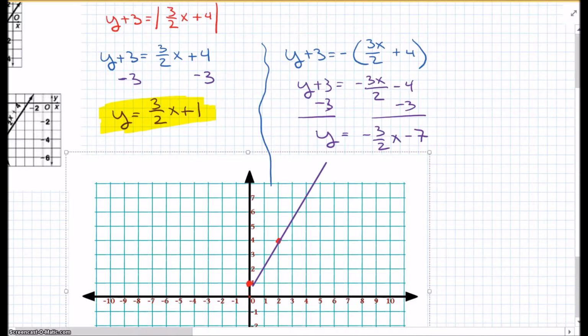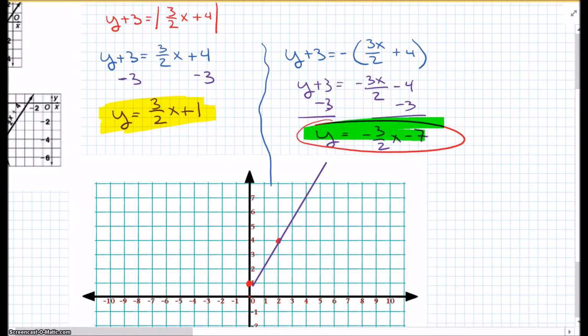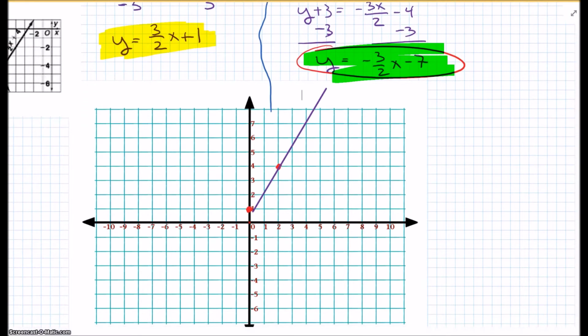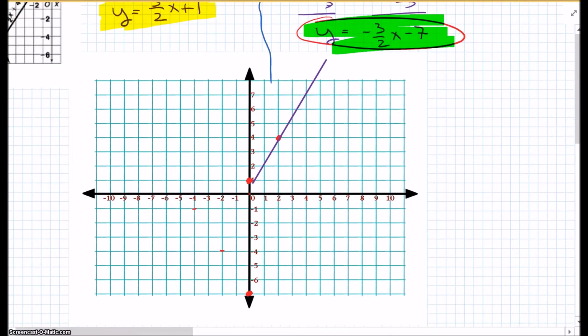Now, let's draw the second equation. Let's draw the second line we have. y equals negative 3 halves x minus 7. So let's go to negative 7. And my slope is rise over run. So I'm going to go up 3, 1, 2, 3, and left 2, 1, 2. Up 3, 1, 2, 3, left 2. Okay, that should be enough points for me to graph.